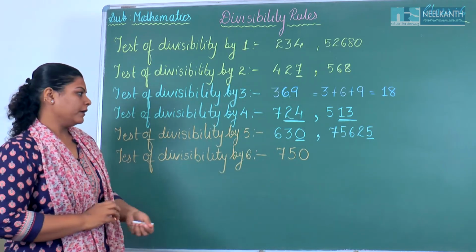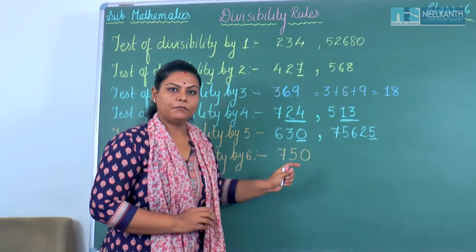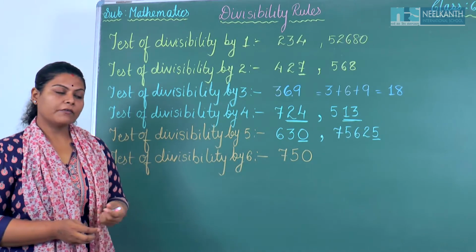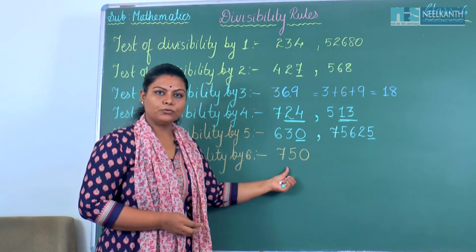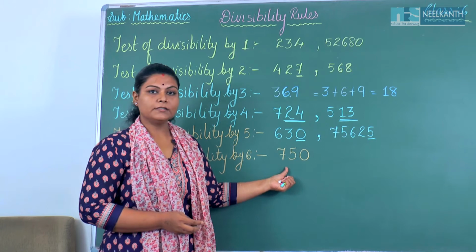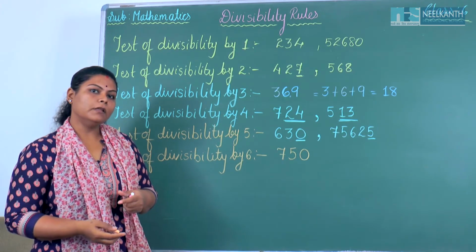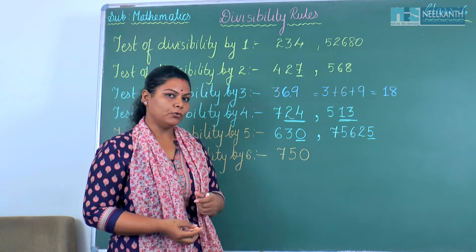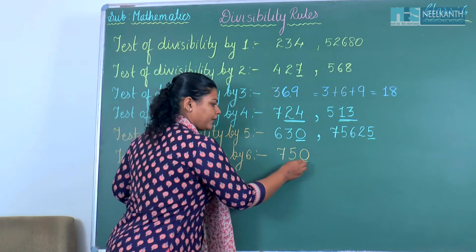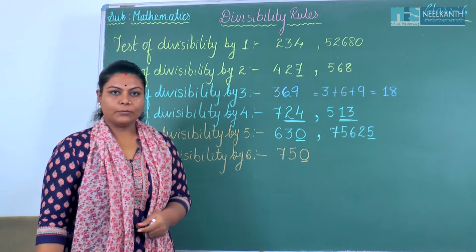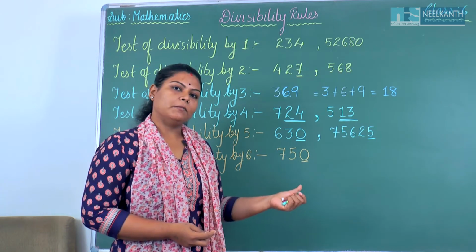Okay, here I have written 750. First of all, we have to check whether this number is divisible by 2 or not. So for 2 the rule is that if the number ends with an even number, that number can be divisible by 2. Here we can see 0 is there. So 0 is an even number. So this number is divisible by 2.